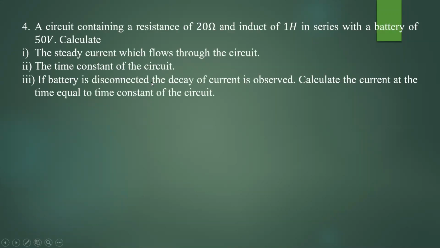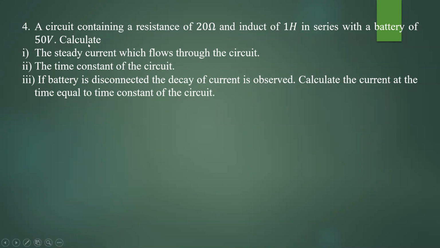Okay, let us take one problem on series RL circuit. Here a circuit contains a resistance of 20 ohm and an inductance of 1 Henry in series with a battery of 50 volt. This is a series RL circuit where the resistance connected is 20 ohm, the inductance connected is 1 Henry, and that is connected in series with a battery of 50 volt.